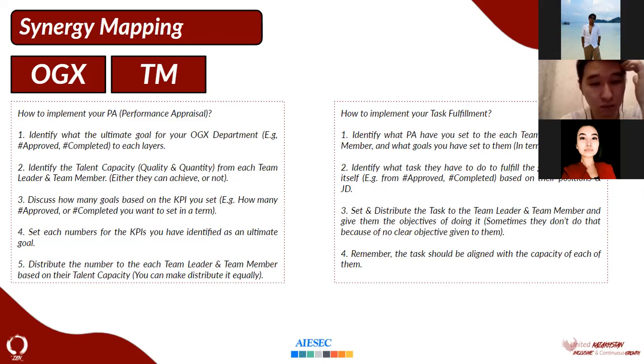Yes, sometimes they don't do it because no clear objective is given to them. For example, okay, this is the task for you, but you didn't give them the reason behind it. So maybe they lack purpose in it, and maybe they don't do it because of that. I felt the same when I was a team member. And fourth, remember the task should be aligned with the capacity of each of them.